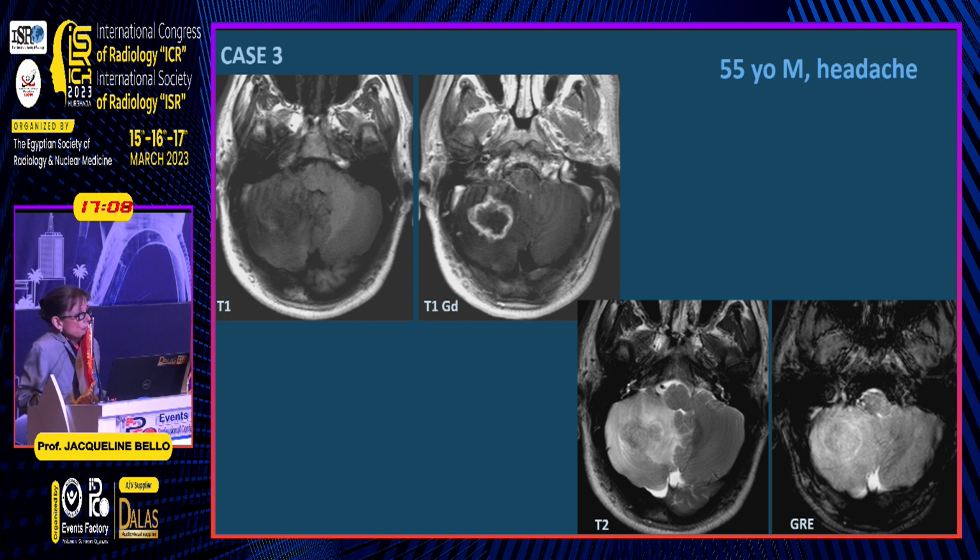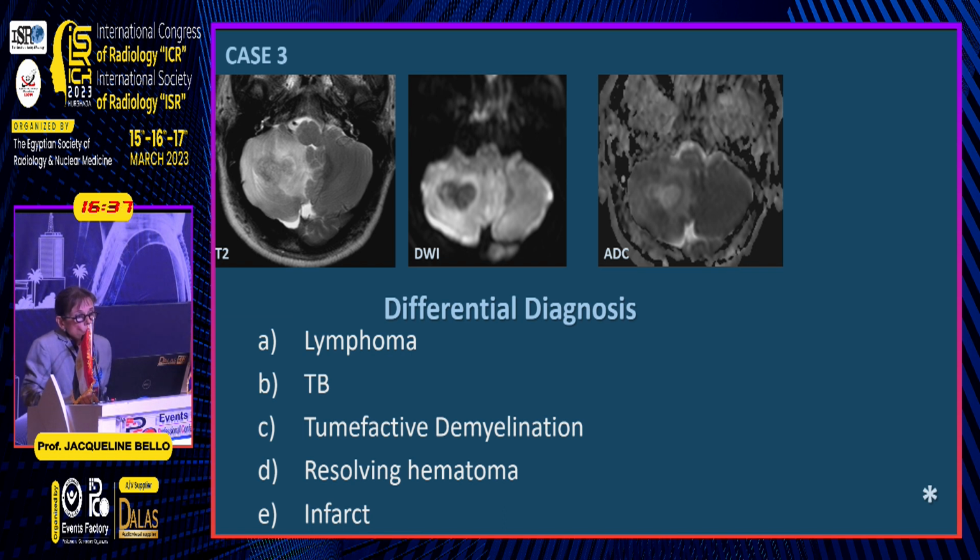Our third case, a 55-year-old male with headache. T1 MRI pre and post gadolinium on your top left. The lower images are T2 and gradient imaging. Again, we don't see any blooming on the gradient. The lesion itself is rather low signal on the T2 study. So what's the differential diagnosis here?